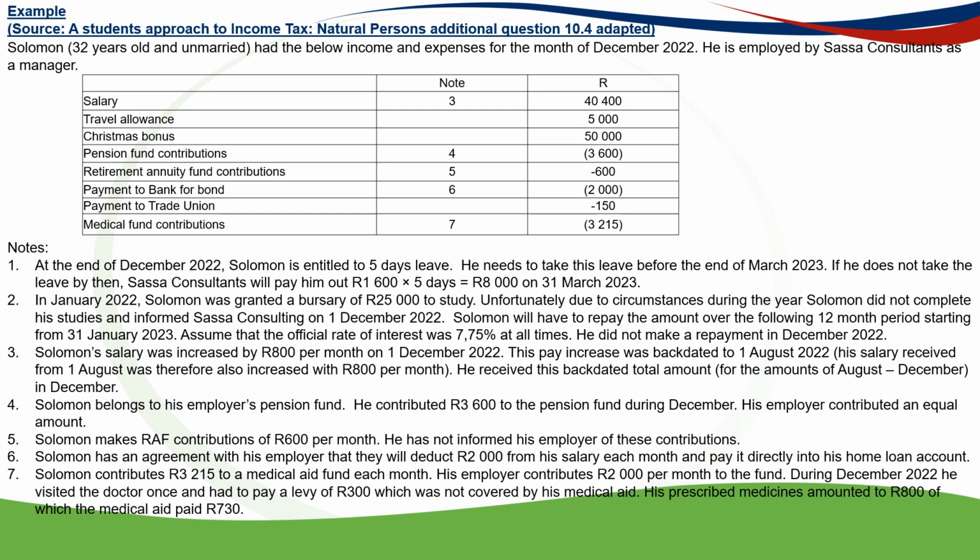And during December 2022, he visited the doctor once and had to pay a levy of 300 Rand, which was not covered by his medical aid. His prescribed medicines amounted to 800 Rand, of which the medical aid paid 730 Rand.